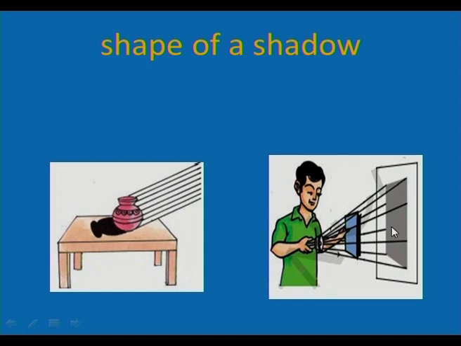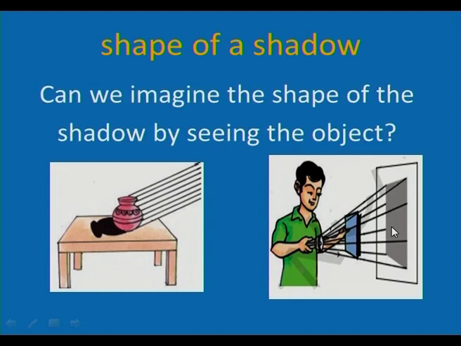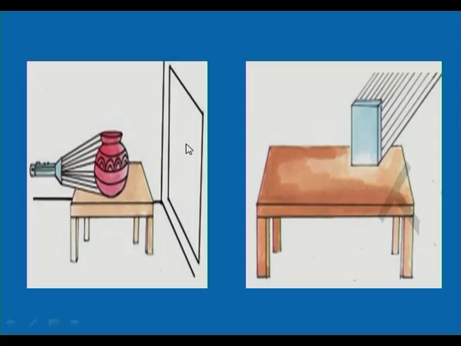Now, let us see another 2 figures. Can we imagine the shape of a shadow by seeing an object? Sometimes we can guess, sometimes it may mislead us. We can imagine the shape of a shadow by seeing the object and direction of light. Here, some light rays from the torchlight are falling on the pot and bouncing back. The remaining light rays travel in a straight line and make a shadow on the screen.